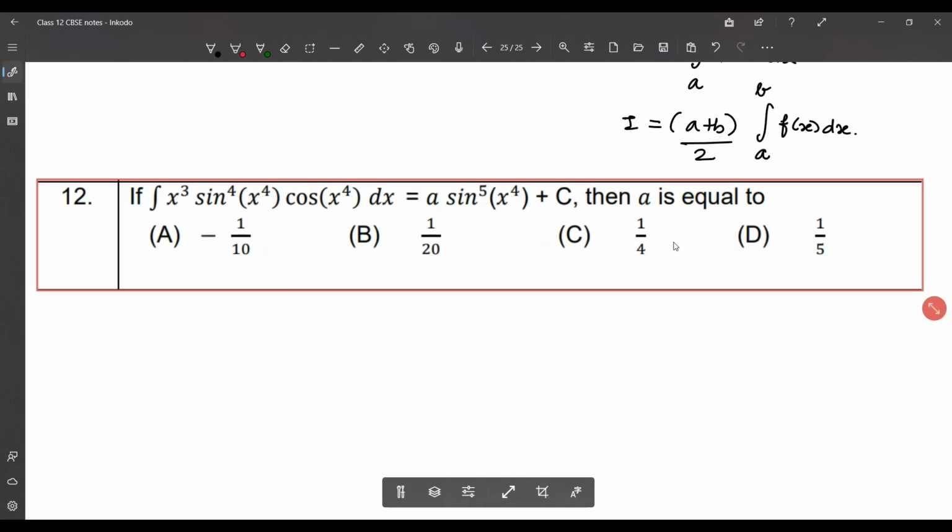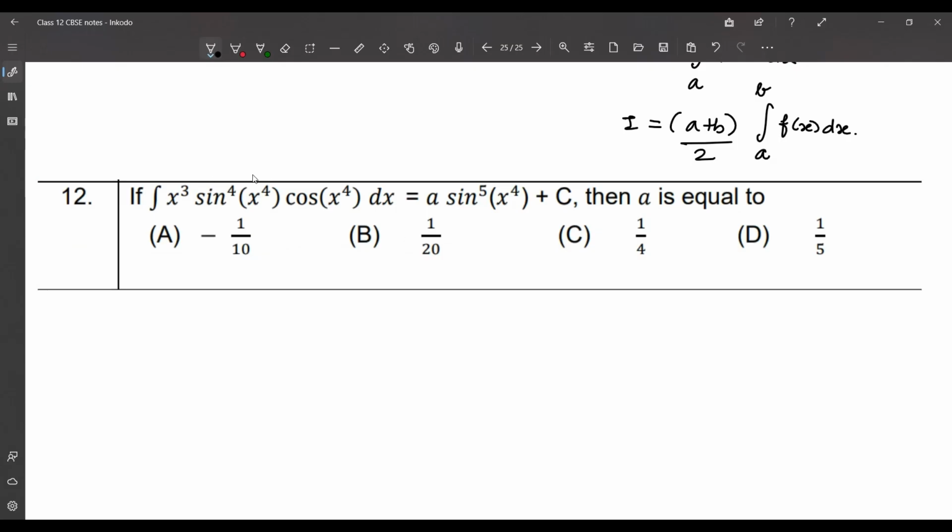x cube into sin power 4, all that is given. Okay. So integration, we know, is the reverse of differentiation, which means if you differentiate this term, you're likely to get this term, right? So I'm going to take sin power 5. I can write this as (sin x⁴)⁵ and differentiate it. So a is a constant, I'm giving it outside.